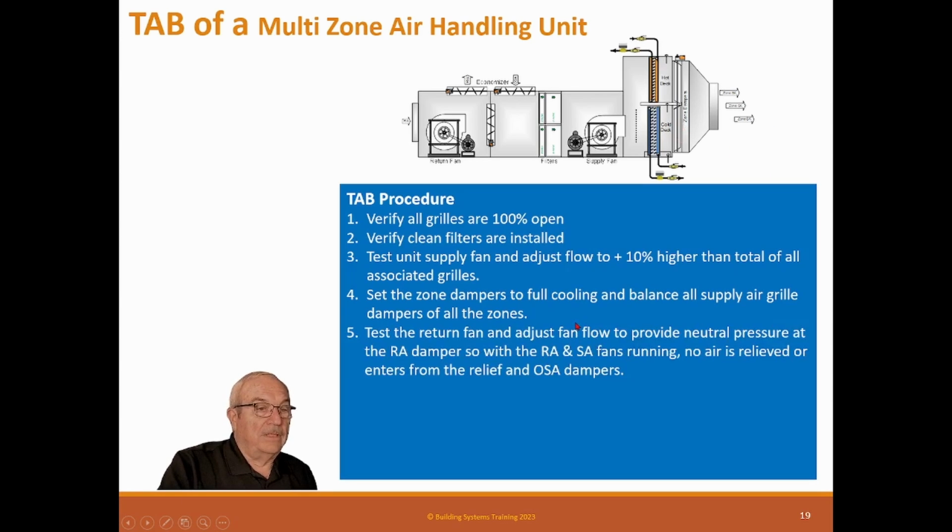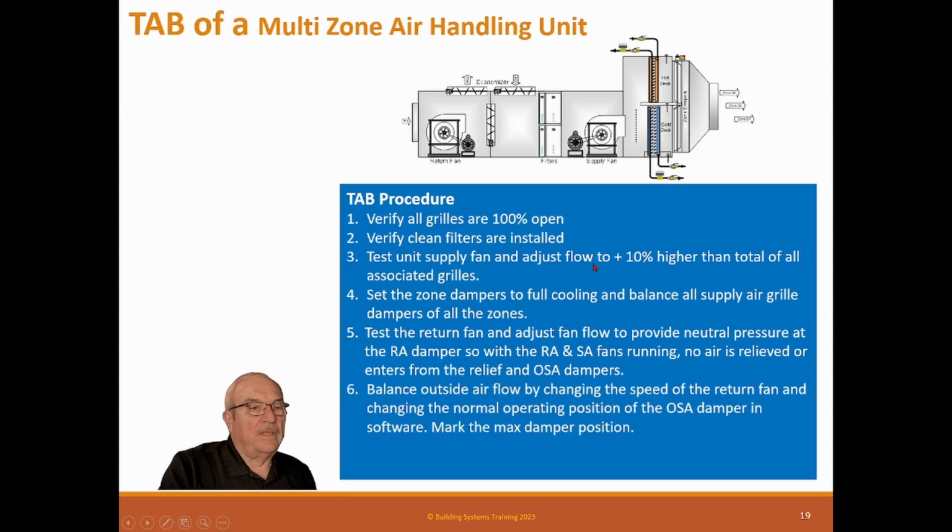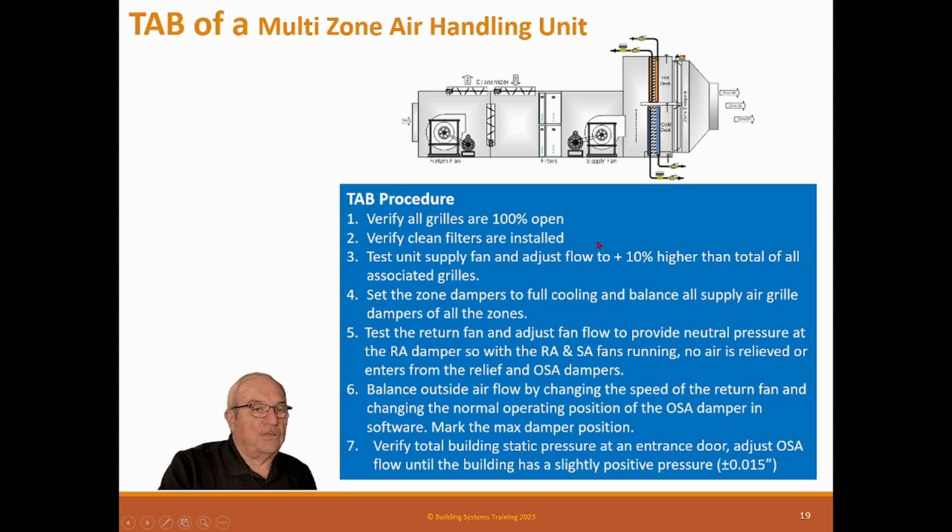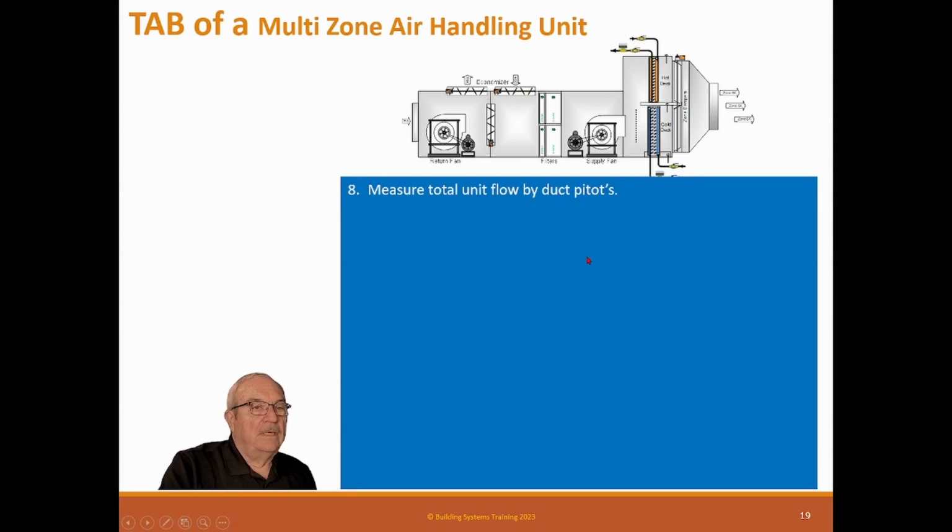Now remember, this actually can't have diversity either because it's a constant volume unit. Balance flow between the heating and cooling, but it's still constant volume. So there can't be more air out there than there is here. It just can't be. Balance the outside airflow again by changing the speed of the return fan and setting that damper, and then go check to make sure you got building pressure again. Measure the total pitot, make sure it matches somewhat what you measured in cooling flow. Again, it should be larger than what's in cooling flow.